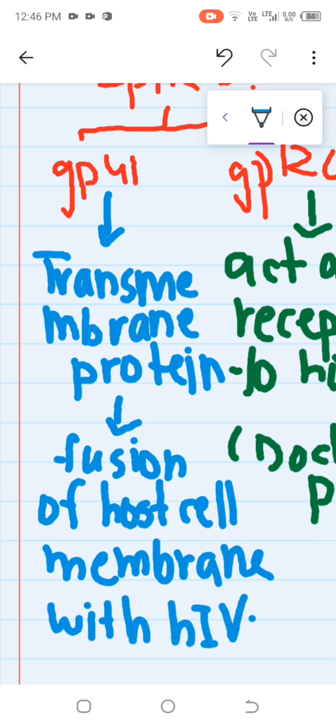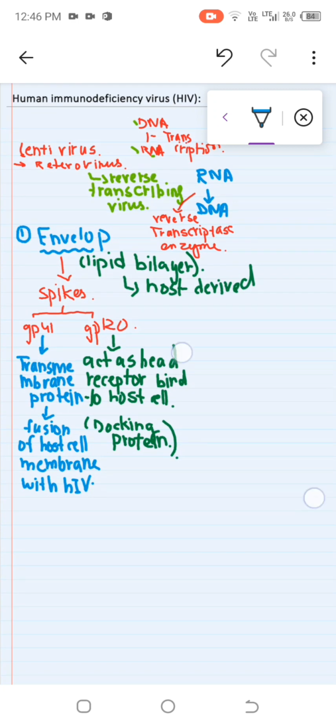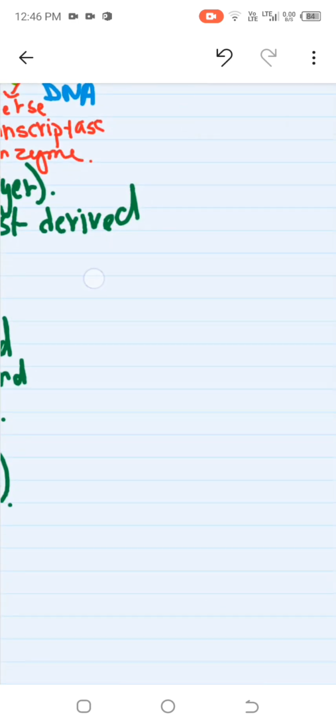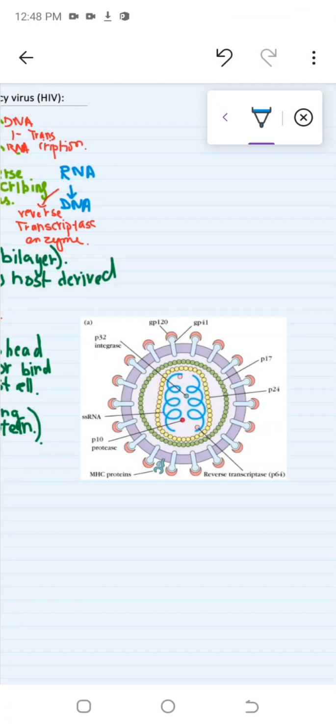Okay, so now I'm going to share one diagram with you so you can follow along. Let me share the diagram here. Okay, so here you can have a look. I have shared the diagram with you.